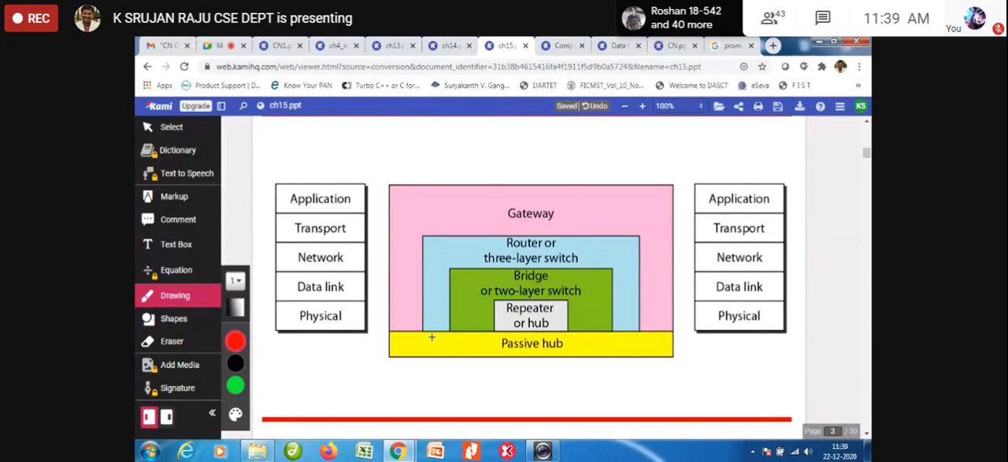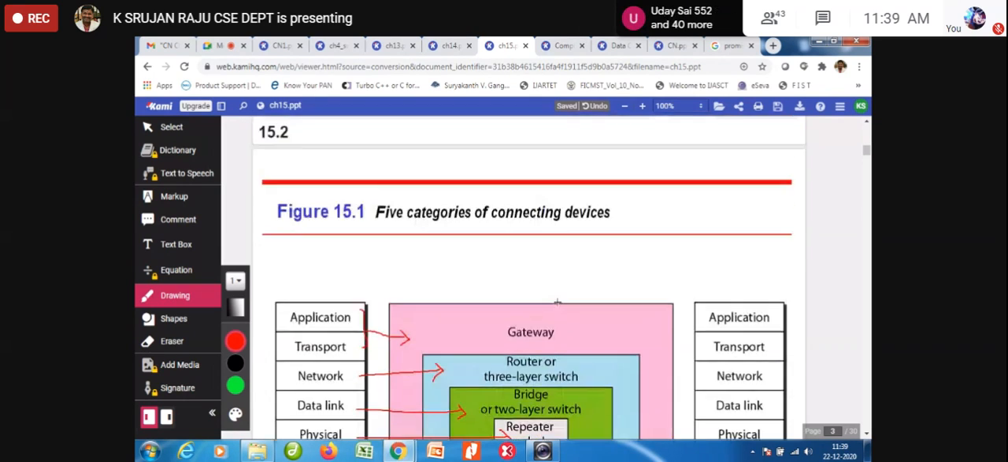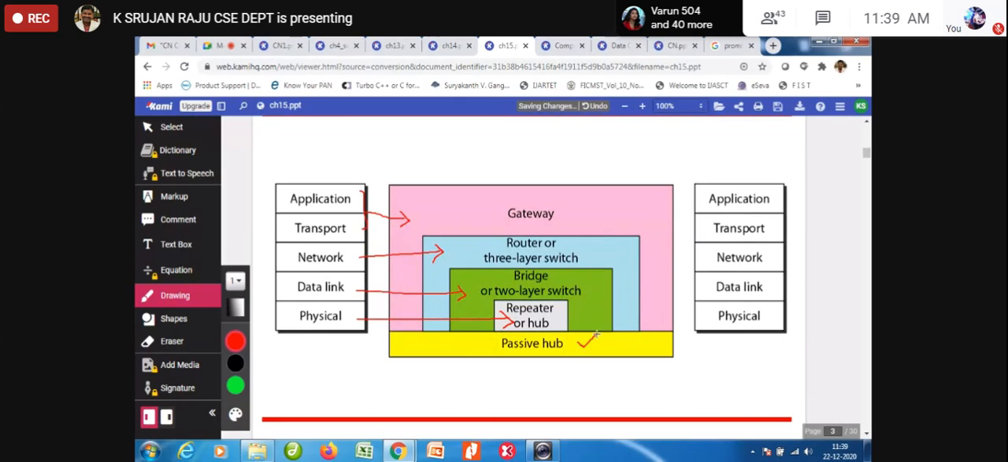Now, whenever you are looking at the physical layer, here you can have a repeater or hub. At the data link layer, a bridge or two-layer switch. At the network layer, this is a router, and above the network layer we are going to discuss the gateway. So there are 5 categories of connecting devices which we are going to use. What are those 5? Passive hub, repeater or hub, bridge, router, gateway. 1, 2, 3, 4, 5.